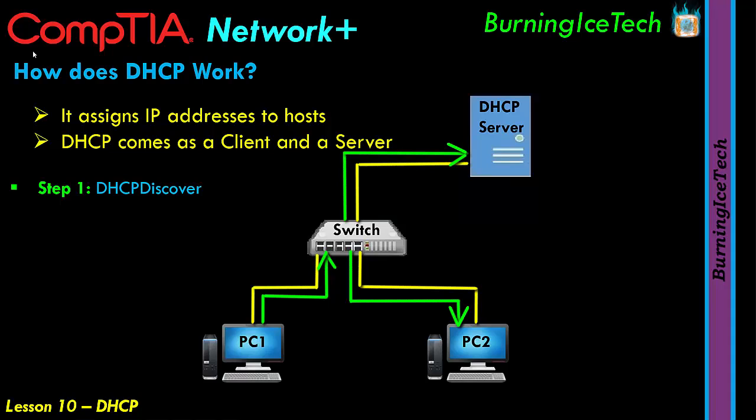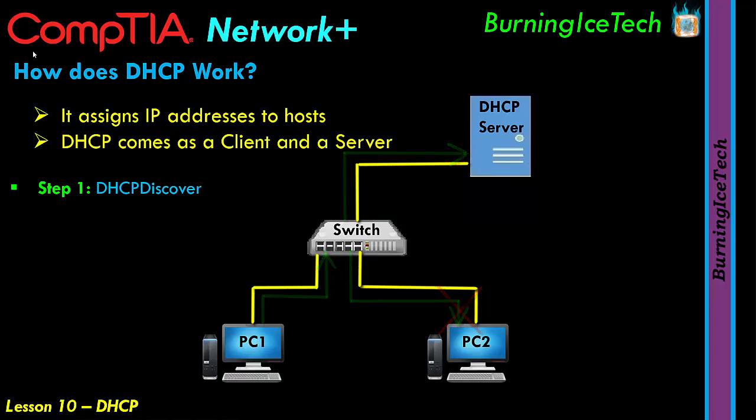When your PC does that broadcast, all the other devices on the network get that message, not just the DHCP. Everything that is not a DHCP server, like the other PCs, will look at that message, and if they are not a DHCP, they will just drop it. This whole procedure is just step 1. Step 1 is called DHCP Discover, as you can see here on the side.